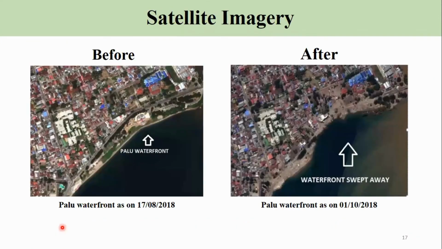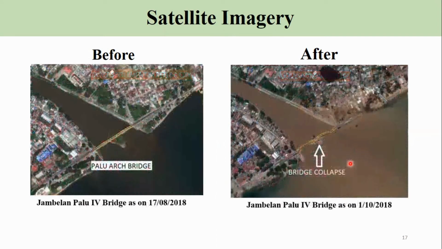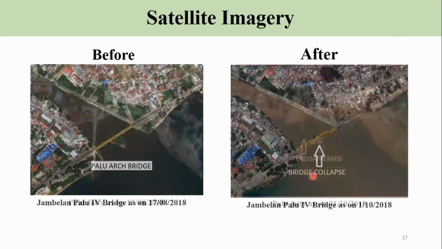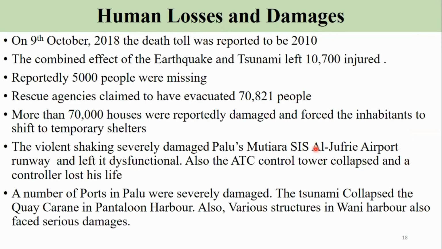Now coming to satellite imagery before and after the tsunami. We can see that the Palu waterfront was like this, and the Palu waterfront after the tsunami looks something like this. There was a dense settlement in Petobo, and because of liquefaction damage, the entire settlement gave way. And this was an iconic Palu bridge, which is arched in shape. This bridge also suffered severe collapse. And this is the Palu jetty. This was also completely destroyed because of the tsunami.